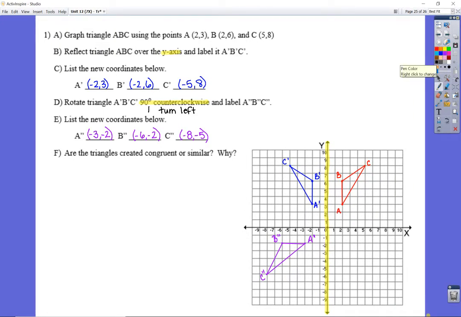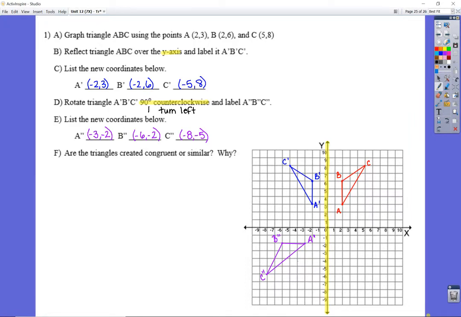So on our graph, we have our original pre-image, A, B, C. Its reflected image, A prime, B prime, C prime, and then the rotated image of A prime, B prime, C prime as A double prime, B double prime, C double prime.